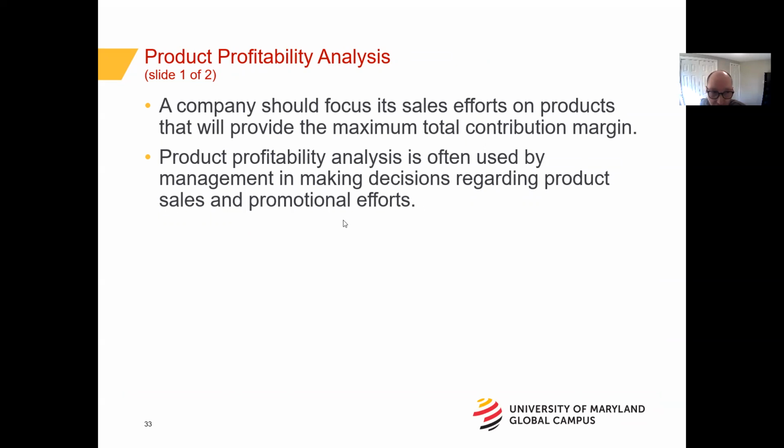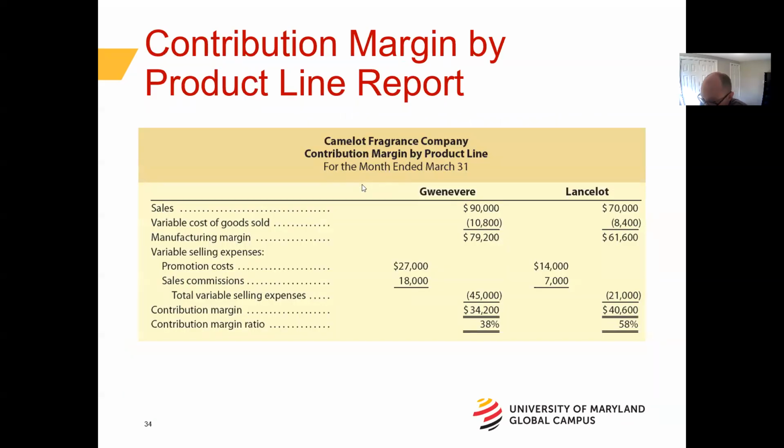And of course, this information helps management to focus their sales efforts to maximize their total contribution margin, which is the objective of pretty much every single business on the planet. So sales minus variable cost of goods sold equals manufacturing margin, minus variable selling and administrative expenses, equals contribution margin. Contribution margin divided by sales gives you the contribution margin ratio. And you can do that for each product, yes? Each product, each territory, each everything. It's the same exact method.